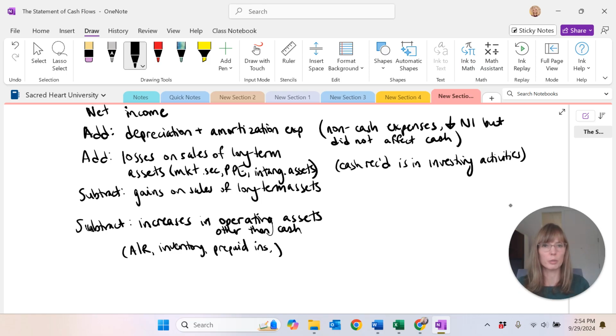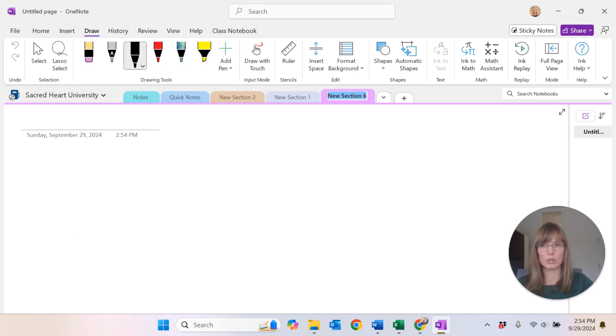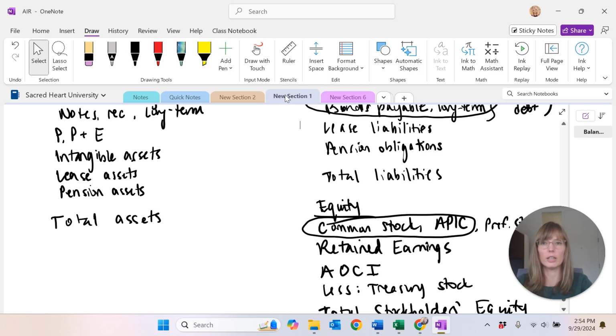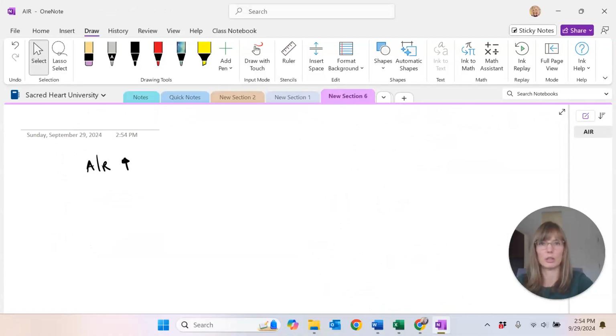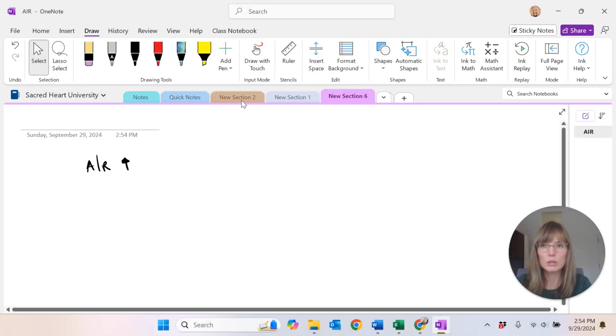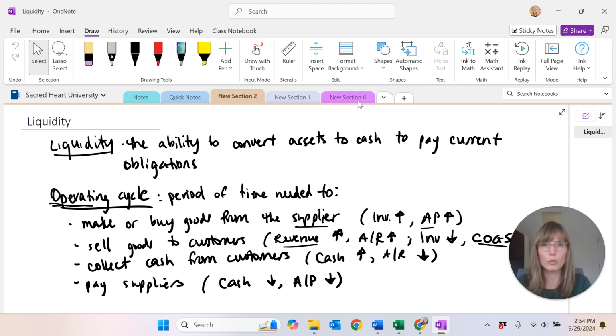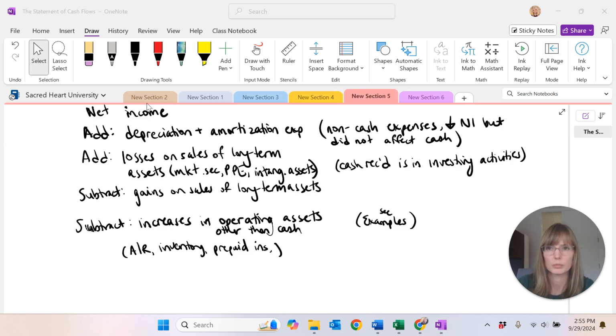Start with a separate page here. And let's start with looking at accounts receivable increased. We're going to ask ourselves for each of these items, what must have happened? Remember the big question is, if we are starting with net income on our statement of cash flows, why would we subtract out an increase in something like accounts receivable?